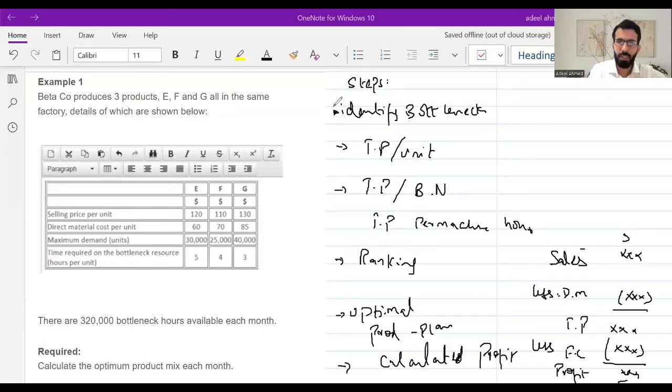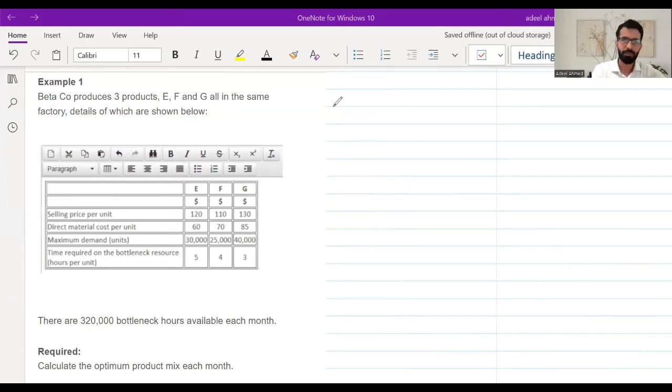The bottleneck has already been identified, so we don't have to identify the bottleneck over here. But in case more than one process is given, then you have to identify which one of them is the bottleneck. The one that would generate less output from the available time would be referred to as the bottleneck activity. So let's refer to this example. The first step, as I said earlier, is to calculate the throughput per unit for each product.